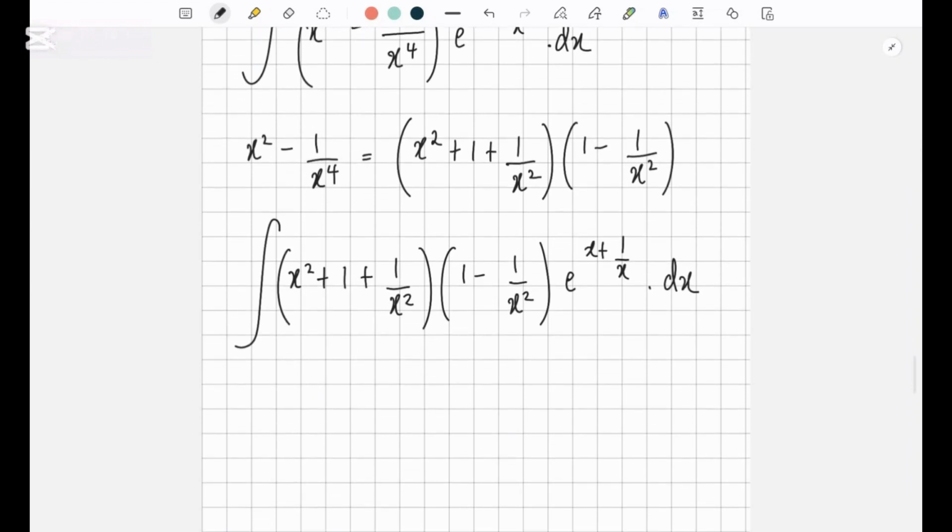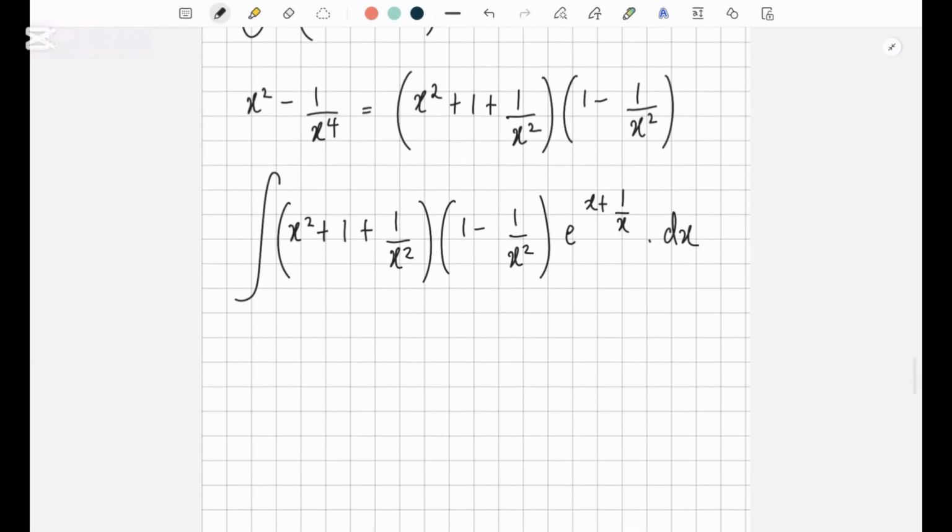Now if you guys want to know how I got this, I divided x squared minus 1 over x to the power 4 by 1 minus 1 over x squared using polynomial division. If you want me to show it to you, please drop a comment and I'll help you out. I just didn't write it down because polynomial division is not that hard, right? It's easy, so I just directly wrote down the factors straight away.